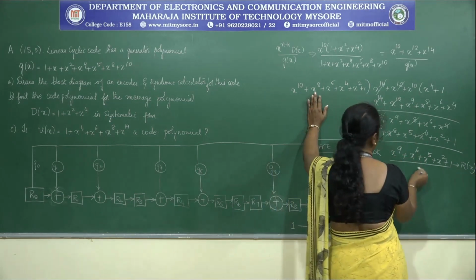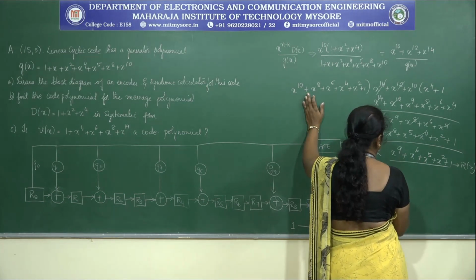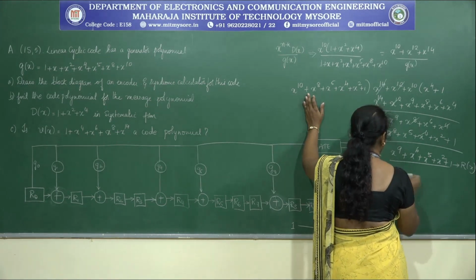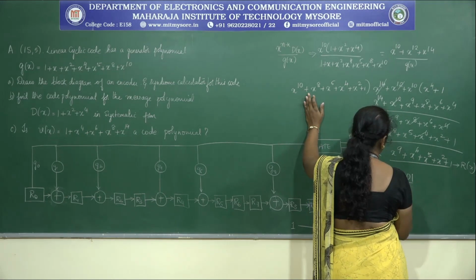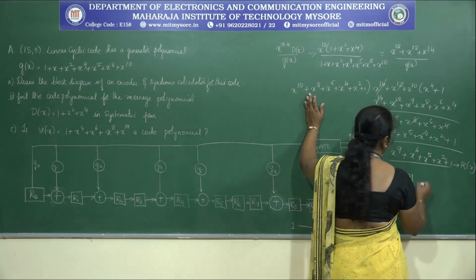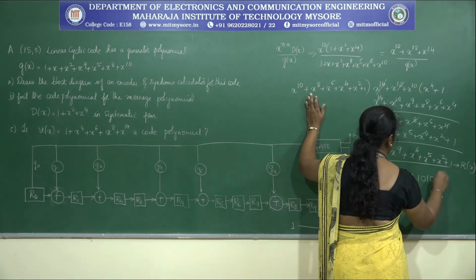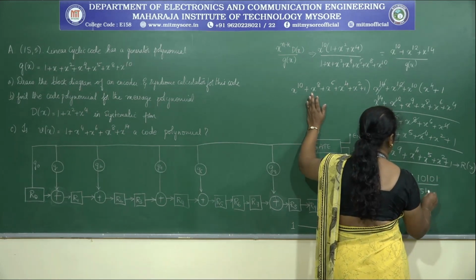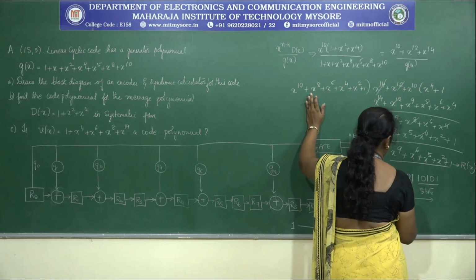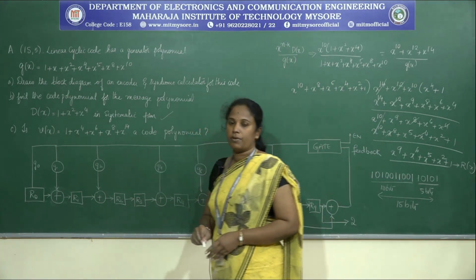So R of x is what? It is 1, x, x square, x3, x4, x5, x6, x7, x8 and x9. So we have 10 bits. What is your d of x? d of x is 1, x, x square, x3 and x4. So this is your 5 bits. So totally we have 15 bits. This is the second sub question that we have done.